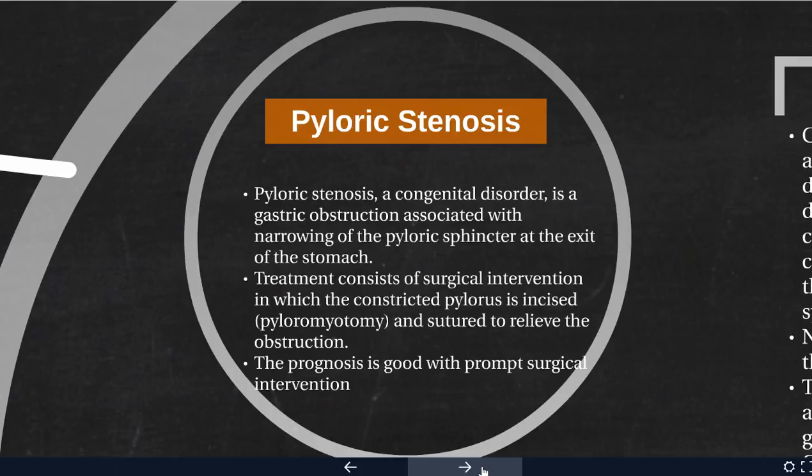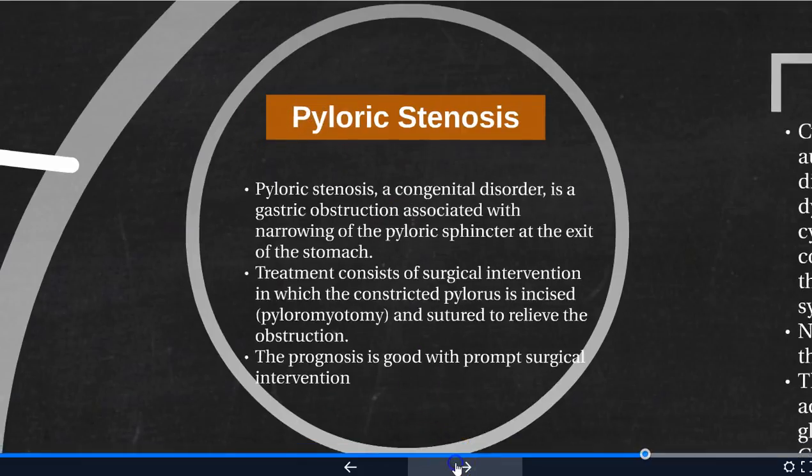to relieve the obstruction. So basically, if you look at the pictures in your textbook, you can kind of see where the pyloric sphincter is. It is strictured, and it becomes all bound up and twisted up and closed off, and so they just go in and snip it and open it back up. The prognosis is good with prompt surgical intervention.